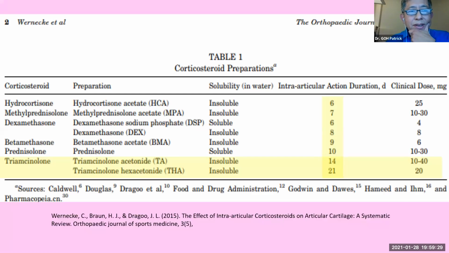Just a quick table here, a summary of some of the more popular corticosteroids, and I highlighted triamcinolone because that's the one which I think is probably the most popular nowadays, and certainly that's the one we have in our clinic. If you look at the duration of intra-articular action, hydrocortisone is the lowest and triamcinolone reaches about 3 weeks, right? So it is variable depending on what sort of corticosteroid preparation you would use.